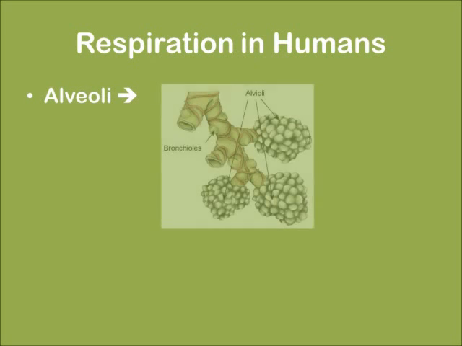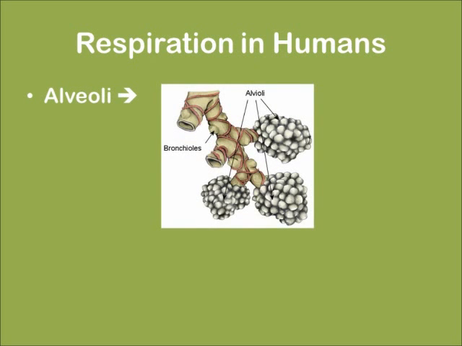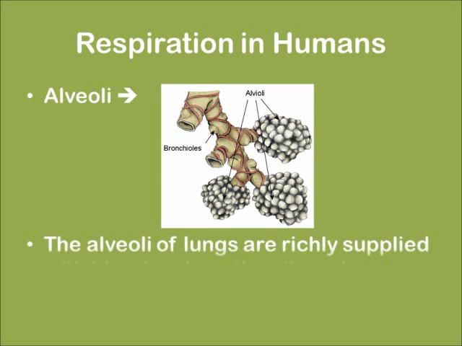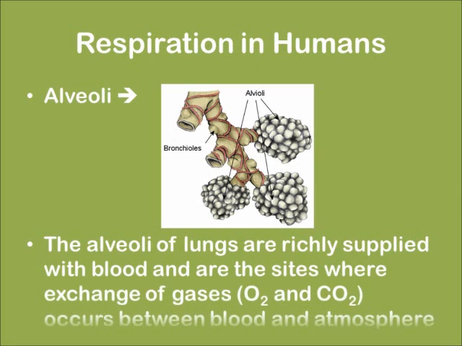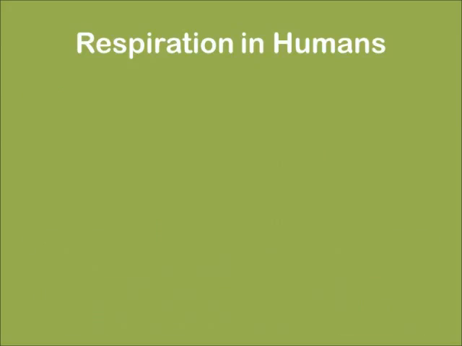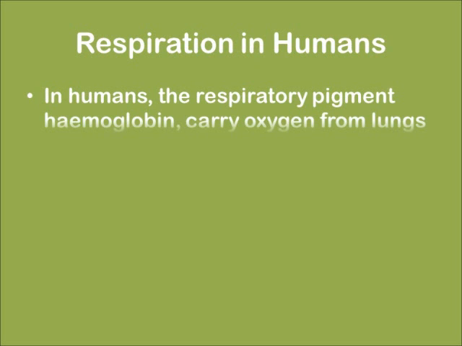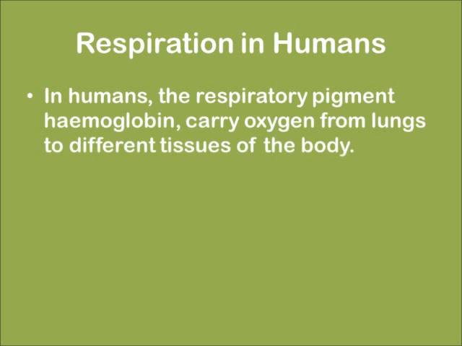Now, given is a picture of how alveoli look. Alveoli of lungs are richly supplied with blood, and these are the sites where exchange of gases occurs between the blood and the atmosphere. In humans, the respiratory pigment known as hemoglobin carries oxygen from lungs to different tissues of the body.